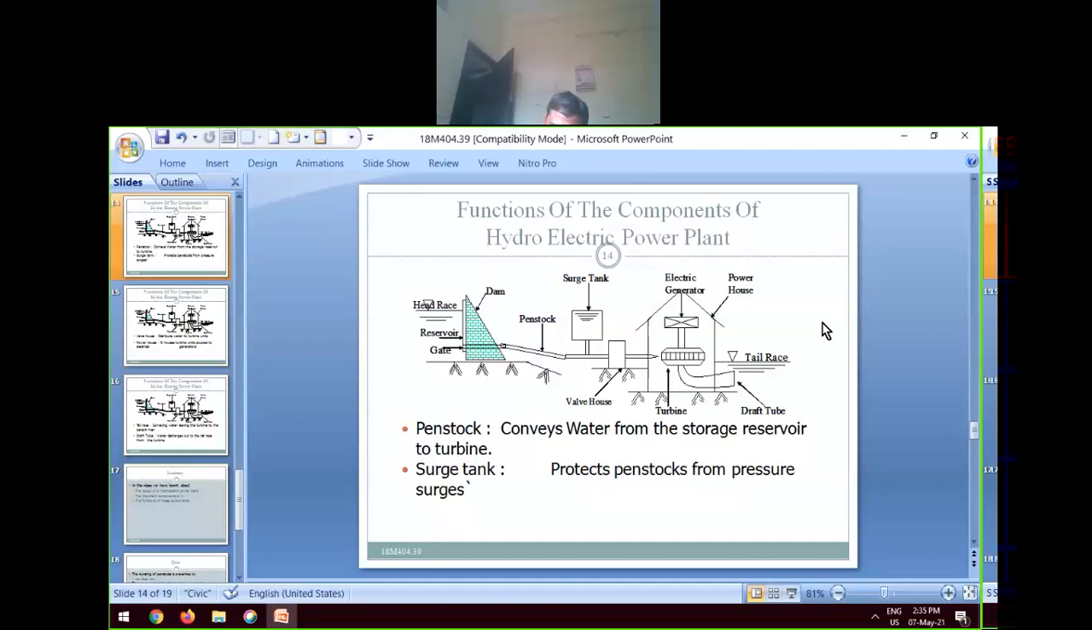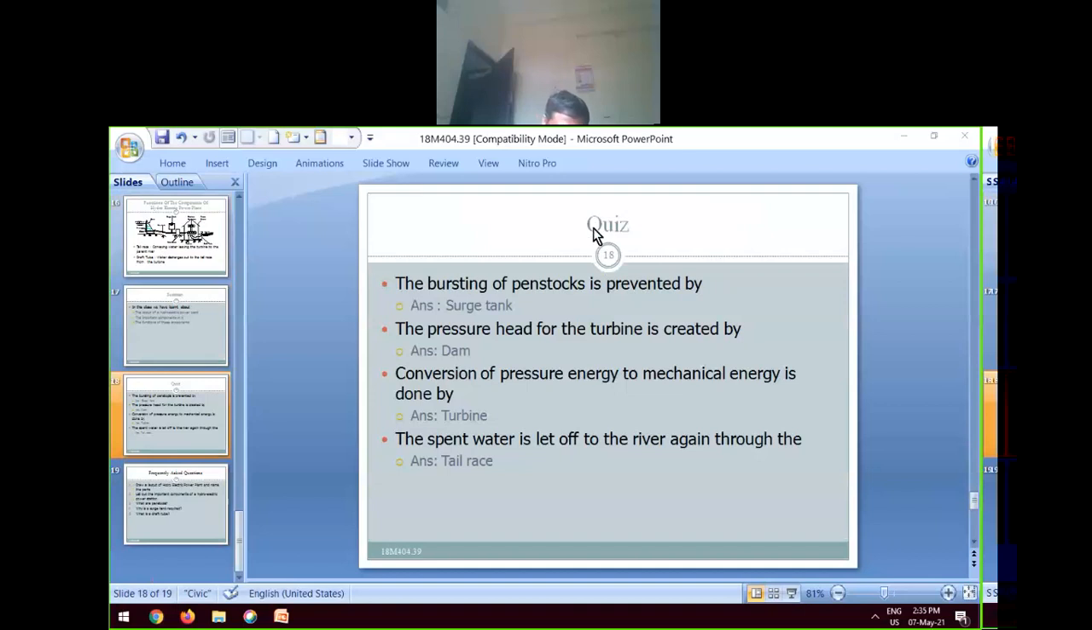The main thing in today's class is that you have to practice this layout of the hydroelectric power plant carefully. Then only you will get through the examination without any problem. Practice a number of times and remember these important components. I want to play another video for a better understanding of the hydroelectric power plant.